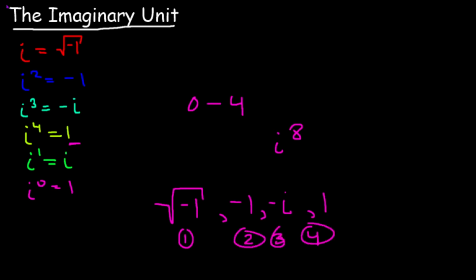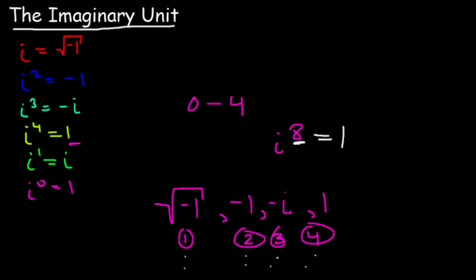Alright, let me switch the color. Now that you see i to the power of 8, let's see what number this falls under. So we go through 1, 2, 3, 4, and now we start over because it's a pattern. 5, 6, 7, 8. Oh, it stopped at 4. i to the power of 4 is equal to 1. So that means i to the power of 8 is equal to 1.